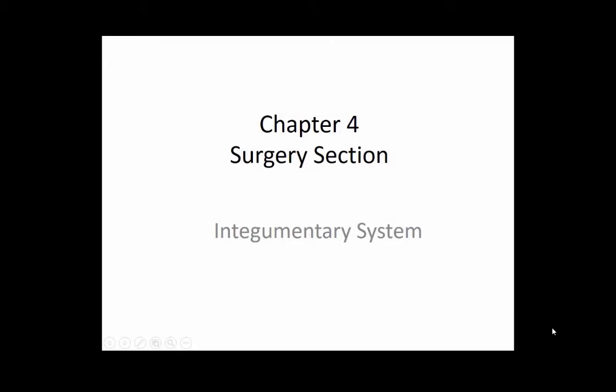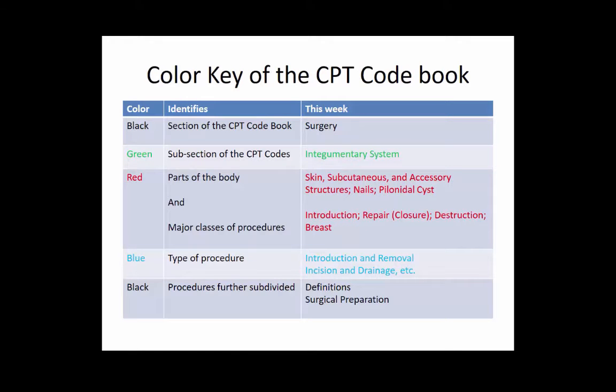Today we're going to talk about Chapter 4, the surgery section, the integumentary system. I wanted to begin by reminding you of the color key that you find in the CPT code book. If you can get used to thinking about it when you identify a color, thinking about what you're looking at. The sections of the code book are black, like surgery, anesthesia, radiology, pathology. And then within each section, there are subsections, and those subsections are green font.